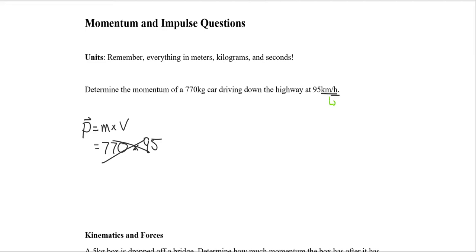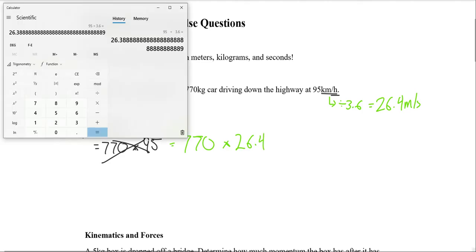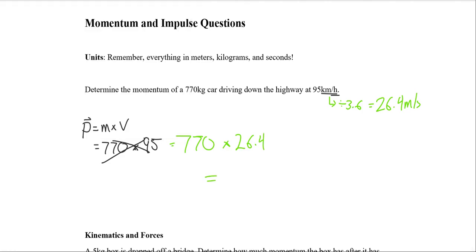Remember, the conversion to turn your kilometers per hour into meters per second is to divide by 3.6. And that was 26.4 meters per second. So that means our proper answer here is actually going to be 770 times 26.4, which is 20,300. Although it looks like there's only two sig figs, so 2.0 times 10 to the 5 is actually a better way. And that's kilogram meters per second.